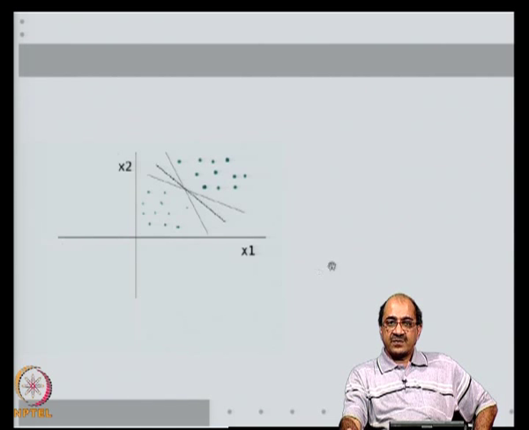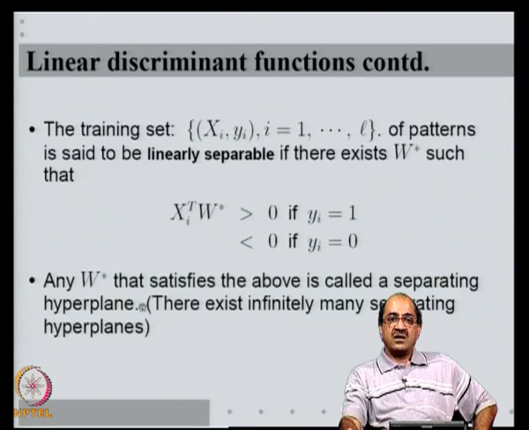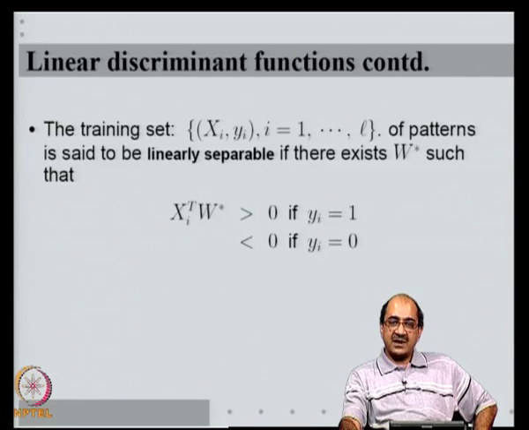So that is the line, and as you can see, if there is one line that can separate the patterns of the two classes, then I can draw many other lines. As a matter of fact, there will be a whole cone of lines, and any line passing through this cone would be a separating hyperplane. So whenever a training set is linearly separable, there exist infinitely many separating hyperplanes. A linear discriminant function will certainly work if the training set, or let us say the pattern classes themselves, are linearly separable.